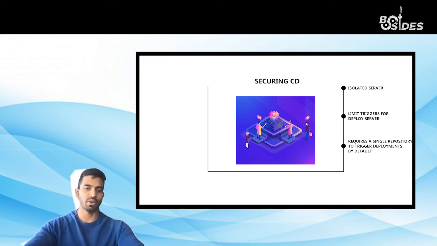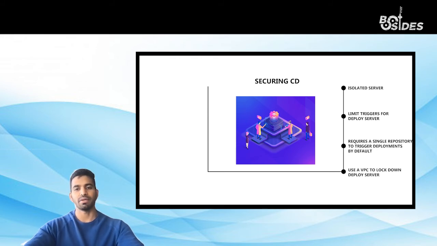Cool. The next important one is to use a VPC to lock down the deploy server. Run your infrastructure deployment workloads in your virtual private cloud networks to isolate the workloads in a restricted network. Configure it to run all workloads in private subnets that are not publicly accessible. Make sure to block all inbound internet access and consider blocking all outbound access except for the minimum required.